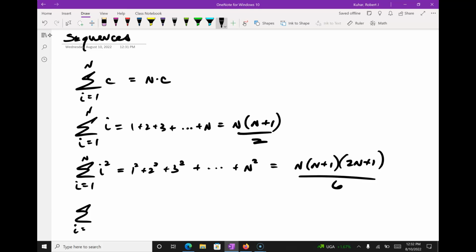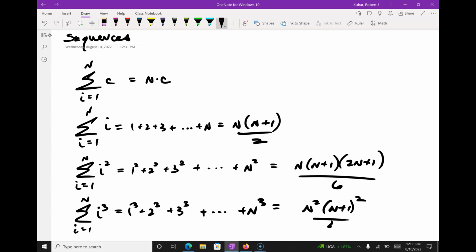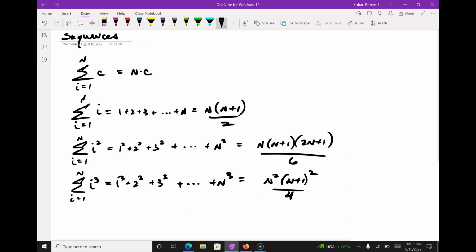The sum of i equals 1 to n of i cubed, the indices cubed. So 1 cubed plus 2 cubed plus 3 cubed plus dot, dot, dot is n squared times n plus 1 squared all over 4. There are more, but we don't go higher than this for our purposes of showing that the integral is a sum, okay?